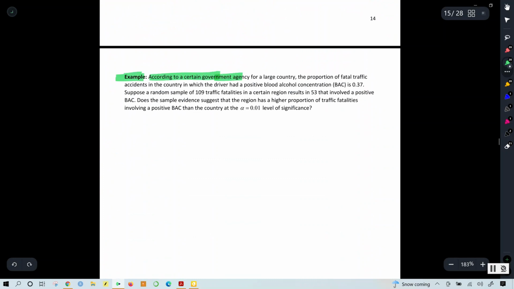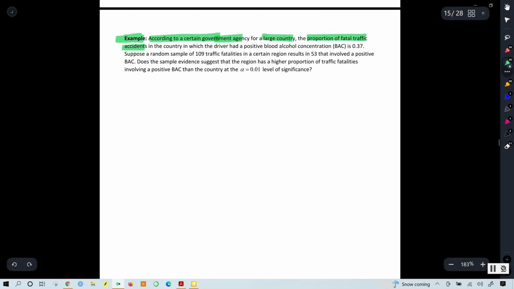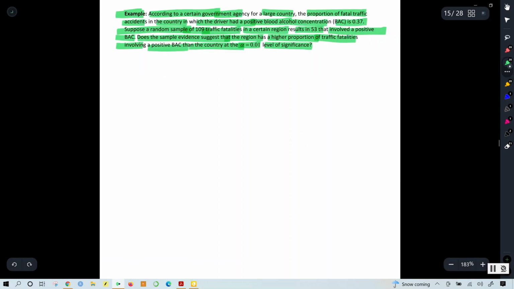According to a certain government agency for a large country, the proportion of fatal traffic accidents in the country in which the driver had a positive blood alcohol concentration is 0.37. Suppose a random sample of 109 traffic fatalities in a certain region results in 53 that involved a positive BAC. Does the sample evidence suggest that the region has a higher proportion of traffic fatalities involving a positive BAC than the country at alpha equals 1% level of significance?